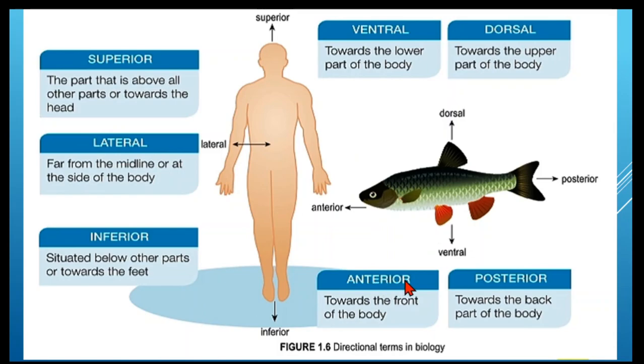So anterior is front. Posterior is belakang lah, back. Okay. Dorsal is upper part. Ventral itu yang lower part of the body. Okay. So these are the terms that you should learn lah. Apa itu dorsal, what is posterior, what is anterior, ventral. Alright. Okay kan? This is directional terms in biology.